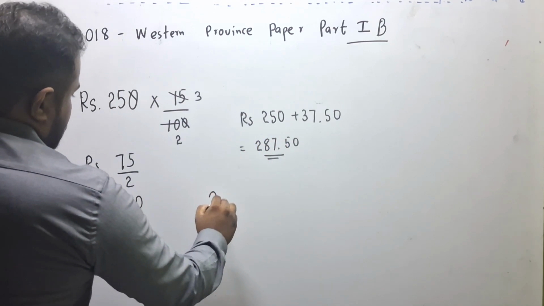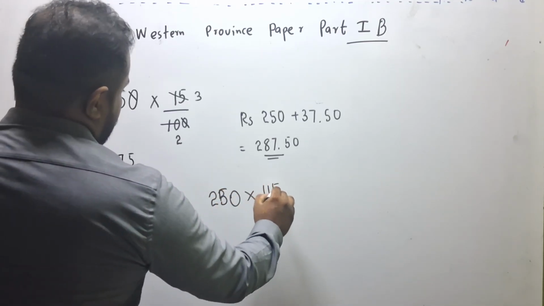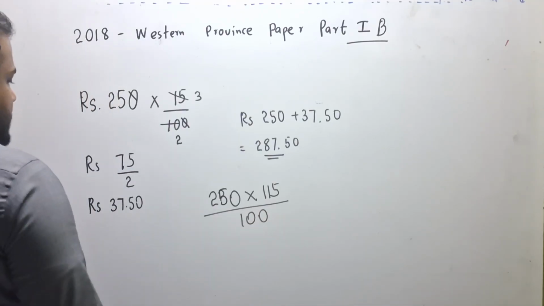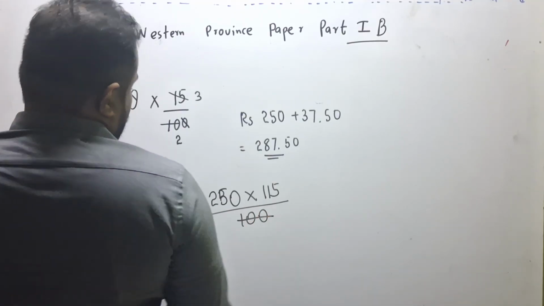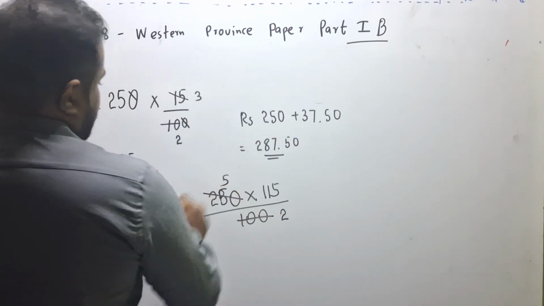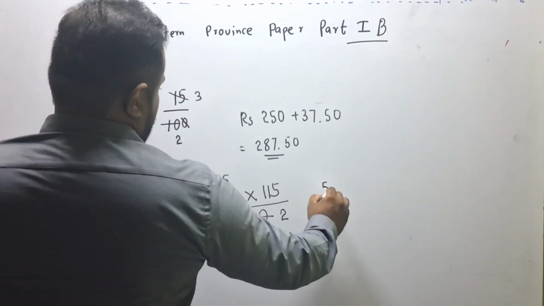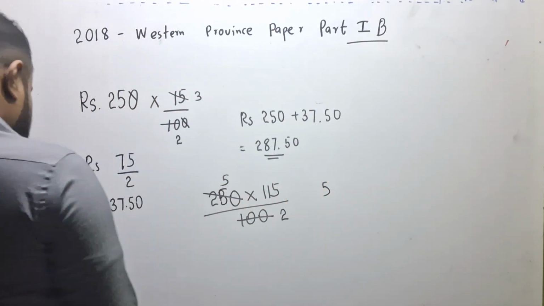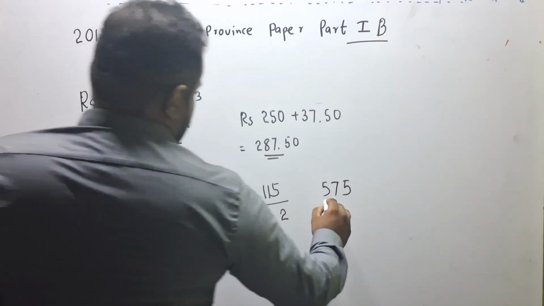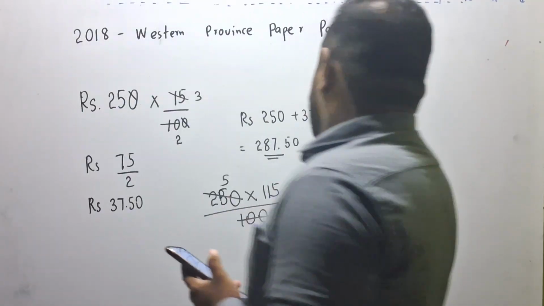If you do it like this, you will get the same answer. 250 multiplied by 115 over 100. How to solve this? 100 has how many 50s? 2. 250 has how many 50s? 5. 115 into 5. 100 times 5, 500. 15 times 5, 75. 575 divided by 2. Divide 575 by 2.